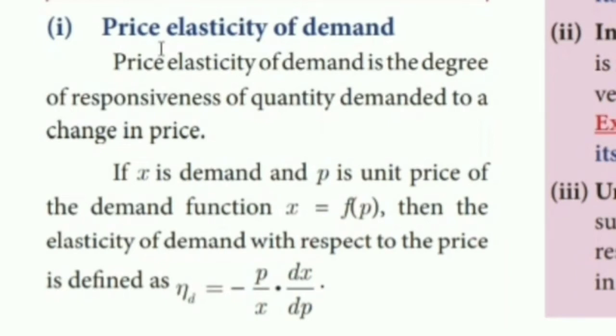Now there is elasticity of demand and also elasticity of supply. Price elasticity of demand measures the degree of responsiveness of the quantity demanded to the change in price. As the price changes, what is the response from the public? That is called the elasticity of demand. Elasticity is denoted by the Greek letter eta. The formula to find elasticity is eta equals x by y into dy by dx.